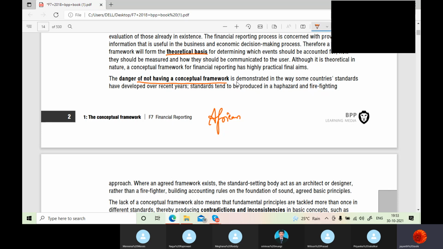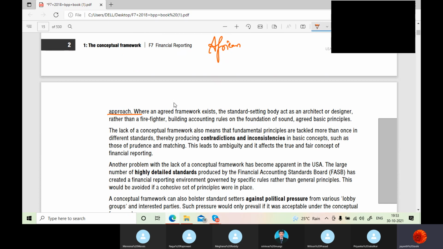So the danger of not having a conceptual framework is demonstrated in the way some countries' standards have developed over recent years. Standards tend to be produced in a haphazard and firefighting approach. That means most of the standards in those countries are politically motivated. In India also, we have politically motivated standards, you know. The ICAI is always at the back of the government for some deal or other. That means they want some permissions or something in their favor. What happens? They prepare some standards which are politically motivated.